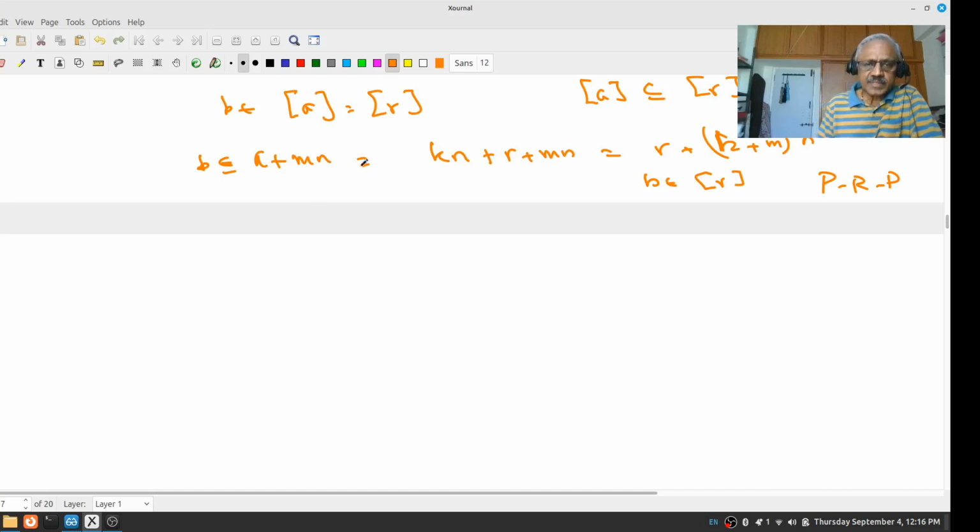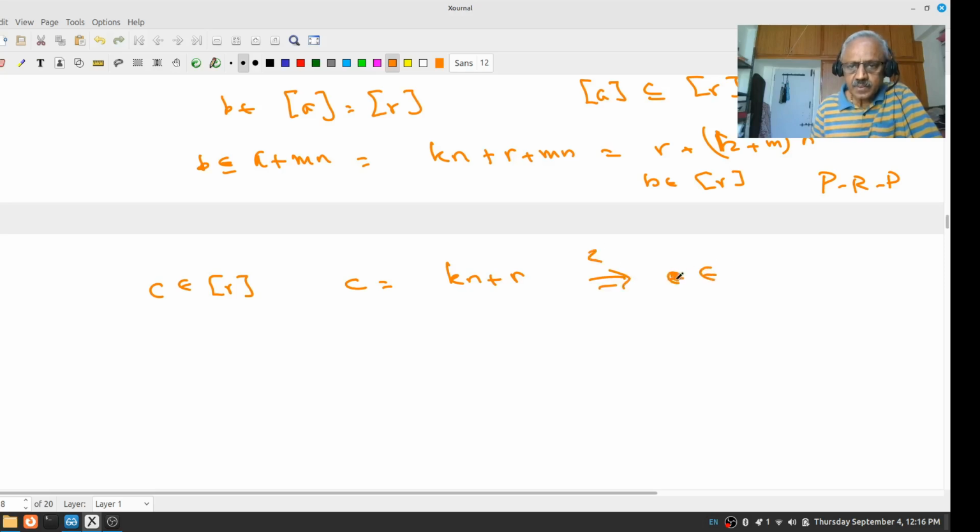In a similar fashion, I can show if C belongs to the equivalence class of R, then C is of the form, let us say, Kn plus R. Right? Now I want to say C belongs to the equivalence class of A. What do I have to check? Okay, but what does it mean, equivalence class of A? This simply means it leaves a remainder R, but C also leaves a remainder R.